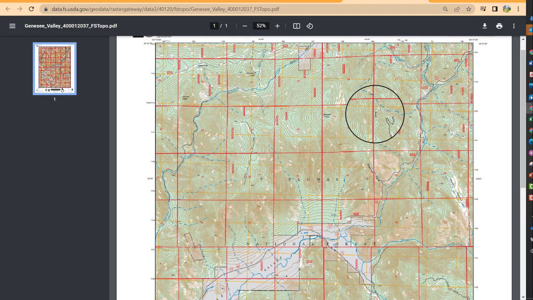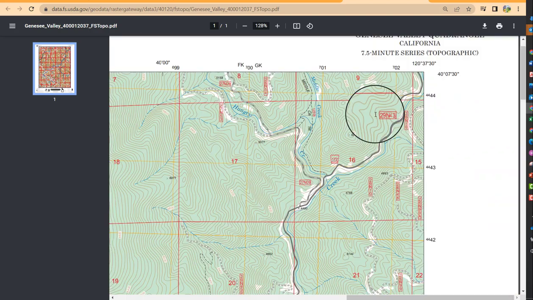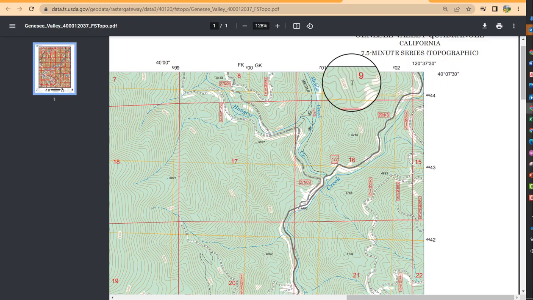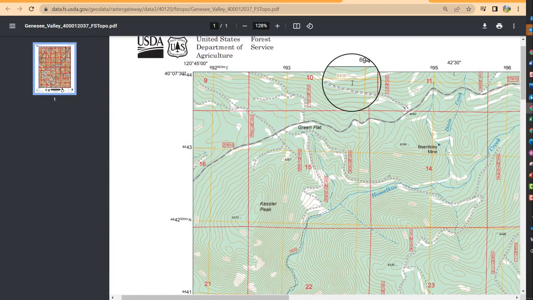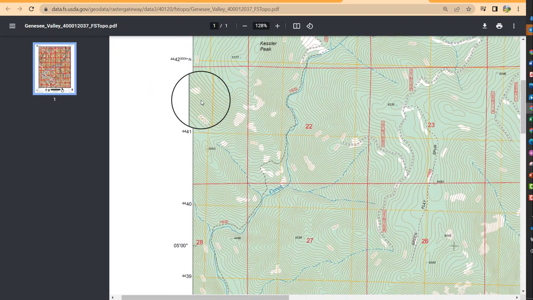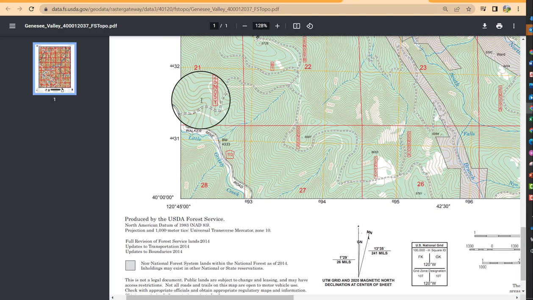So let's look at where these numbers exist on our map. Up here at the top corner, we've got 40 degrees, 7 minutes, and 30 seconds. The reason that we know this one is the latitude is because at the top over here, you'll see that we've got the same one, 40 degrees, 7 minutes, 30 seconds. And when we go to the bottom corner, we can see that that number changes.